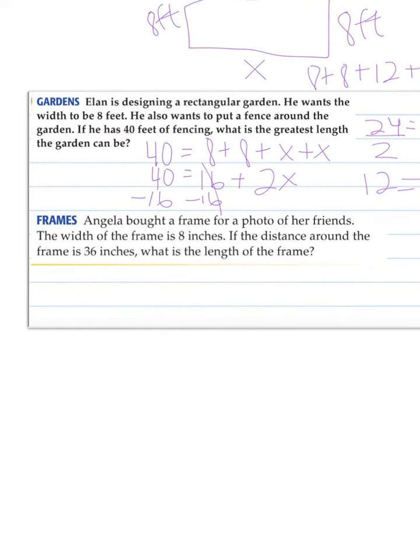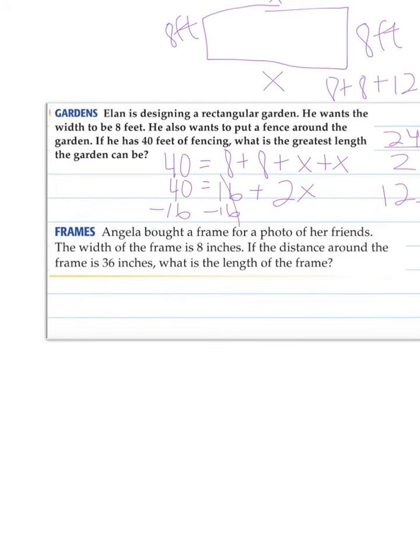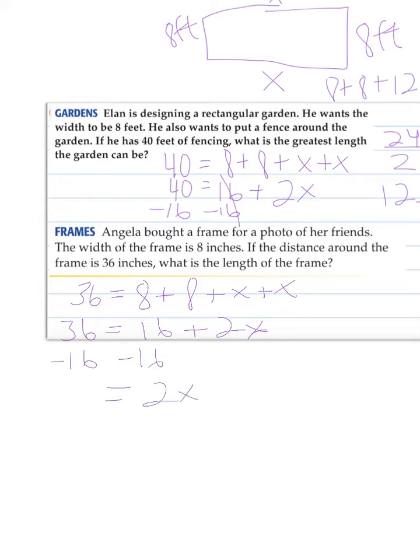Angela bought a frame for a photo of her friends. The width of the frame is 8 inches. If the distance around the frame is 36, what is the length of the frame? Same thing: it's 36 inches all the way around. The width is 8, so we're looking for perimeter again. We don't know the length, so 36 equals 16 plus 2x. Subtract 16 from both sides. Again, you have to show each step that you are doing. Divide by 2. x equals 10. So the length of our picture frame would be 10 inches.